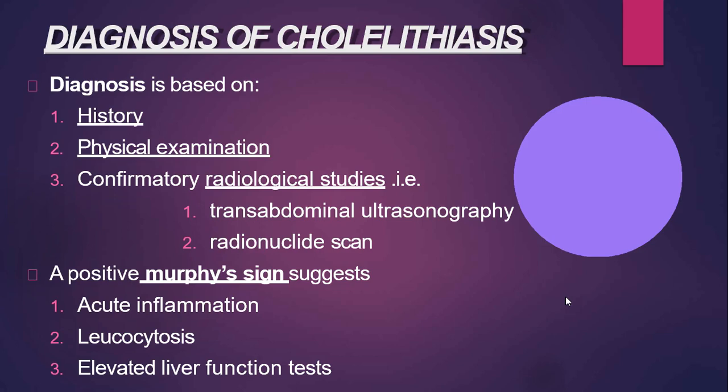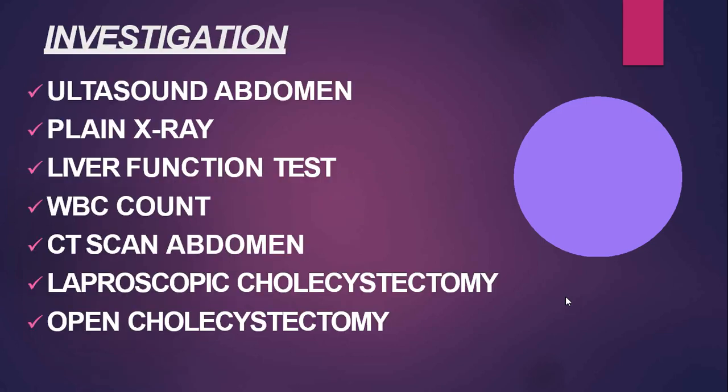Now in blood you will get leukocytosis, and when you do the liver function test, if it is an obstructive jaundice, you will have increased levels of alkaline phosphatase and gamma GT along with the total bilirubin and direct bilirubin. But if it is only acute cholecystitis or chronic cholecystitis, you will not get any changes in the liver functions. So what investigation will you advise? Of course, ultrasound is the investigation of choice.